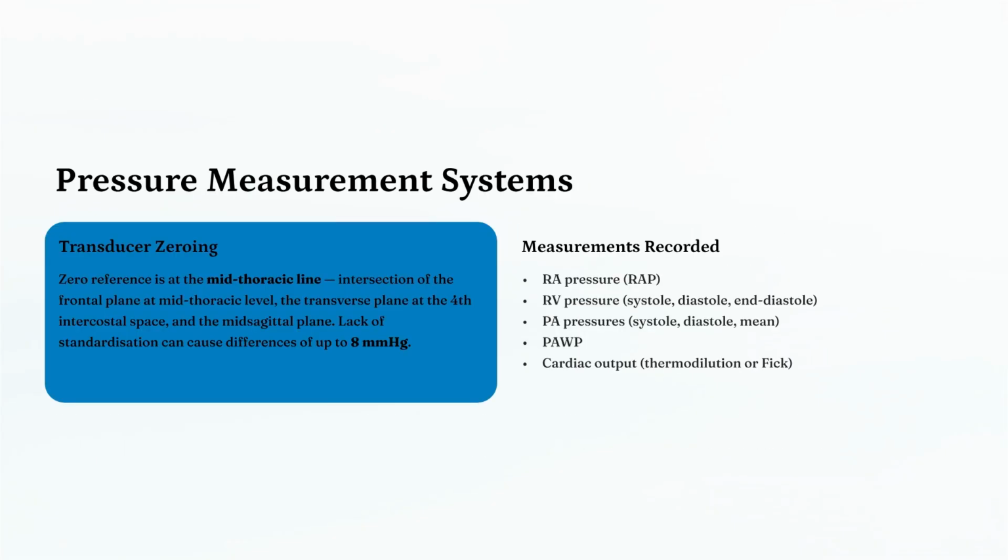Accurate pressure measurement begins with transducer zeroing. The reference point is the mid-thoracic line. Failing to standardize this can lead to significant measurement differences of up to 8 millimeters of mercury. The system records pressures in the RA, RV, and PA alongside cardiac output.